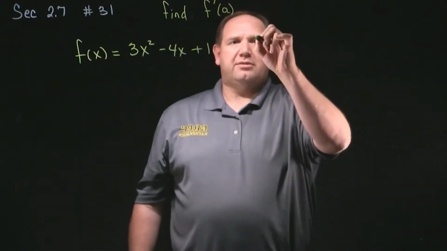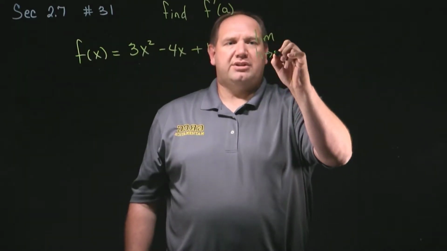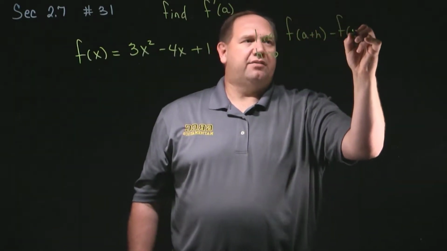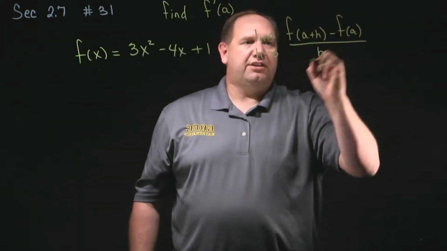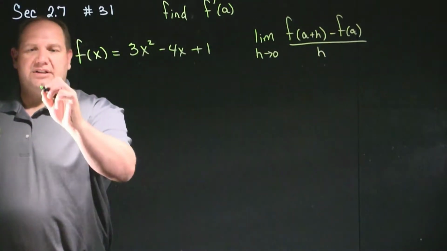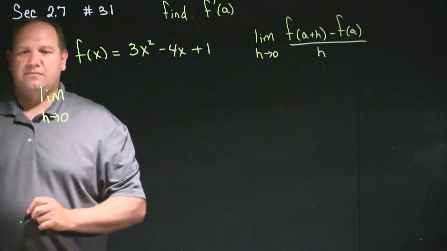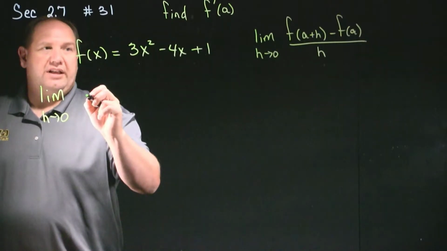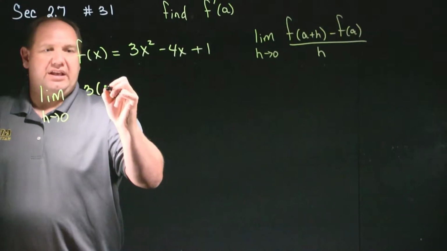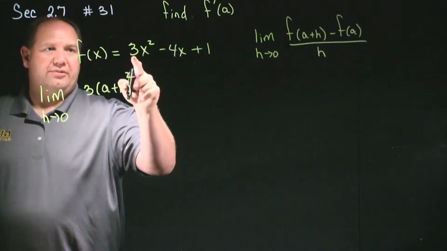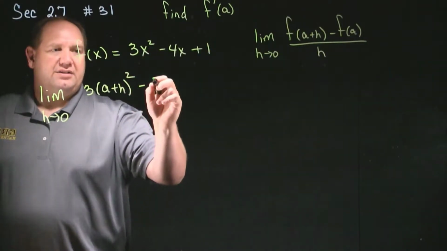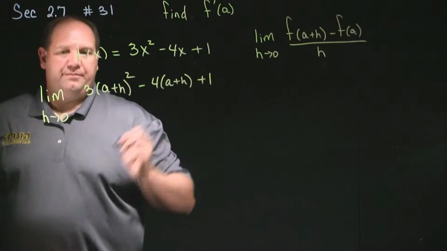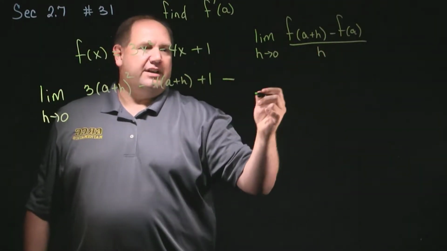So remember, our technique is going to be to find the limit as h approaches 0 of the difference quotient, f of a plus h minus f of a, all divided by h. So what we're going to do then is take the limit as h approaches 0. So we have the situation of f of a plus h. That's 3 times a plus h squared minus 4 times a plus h plus 1. All of that minus f evaluated at a.